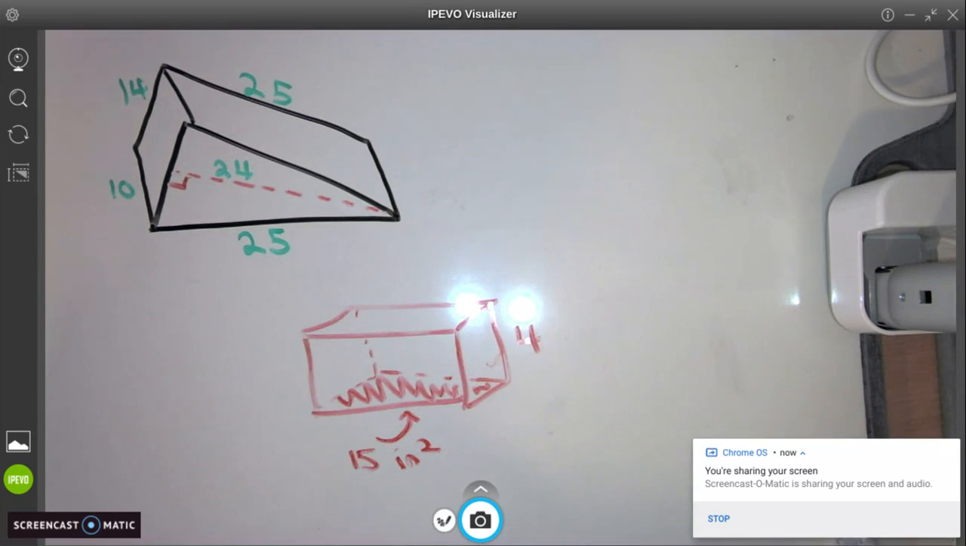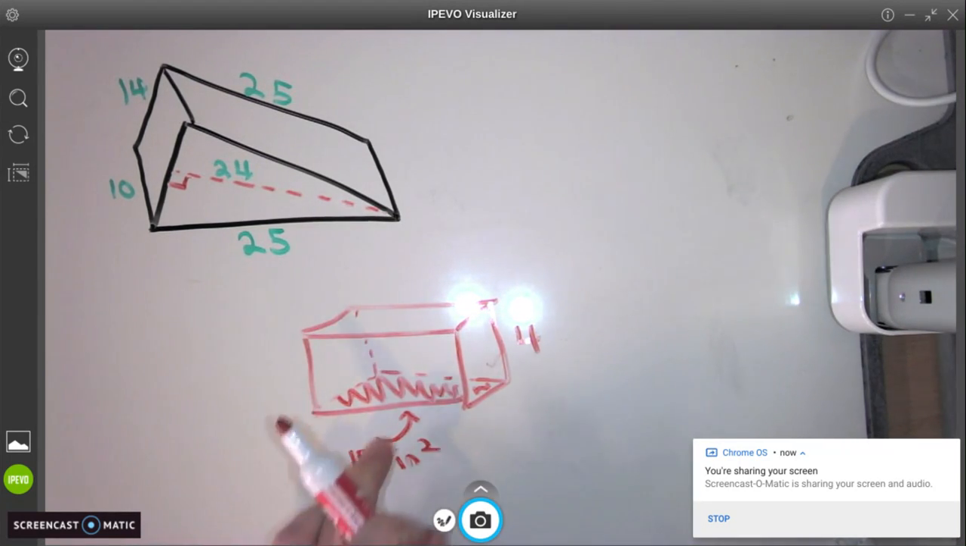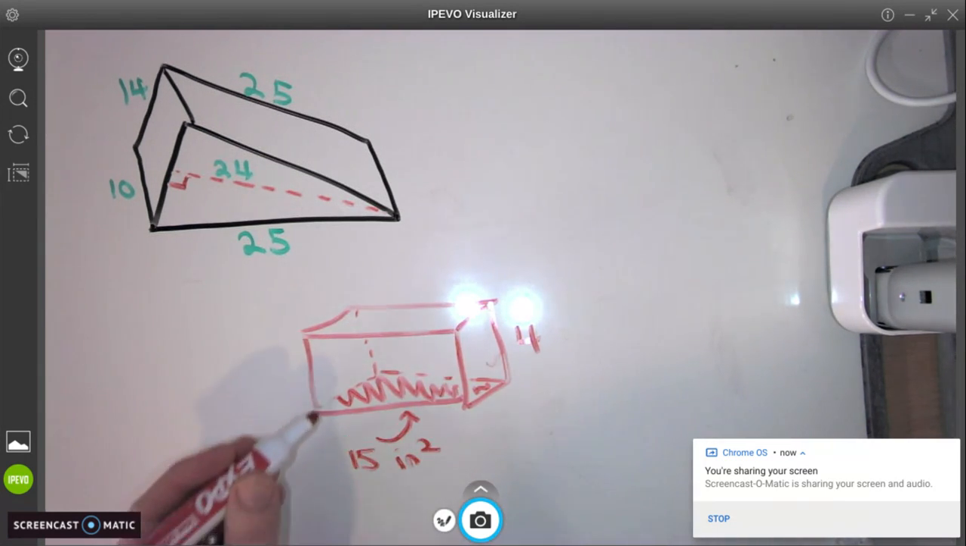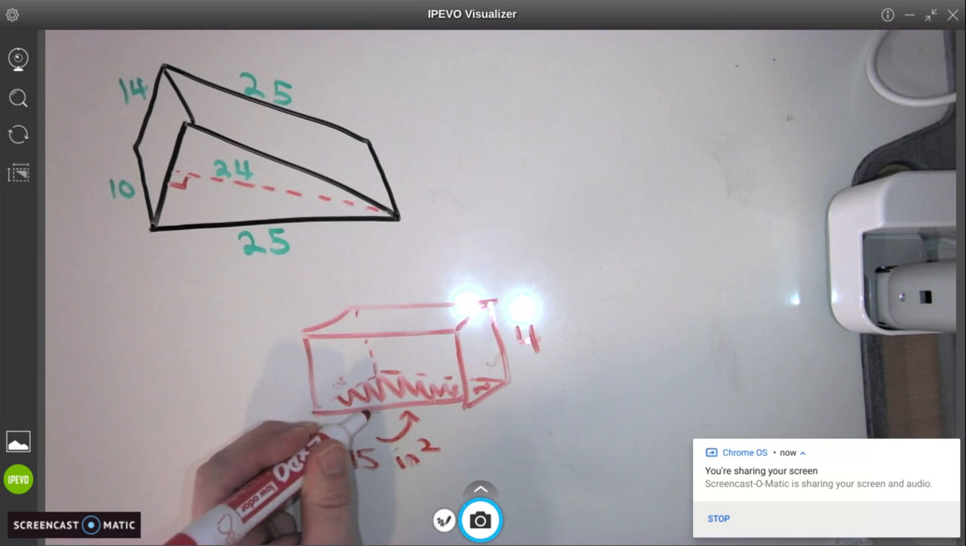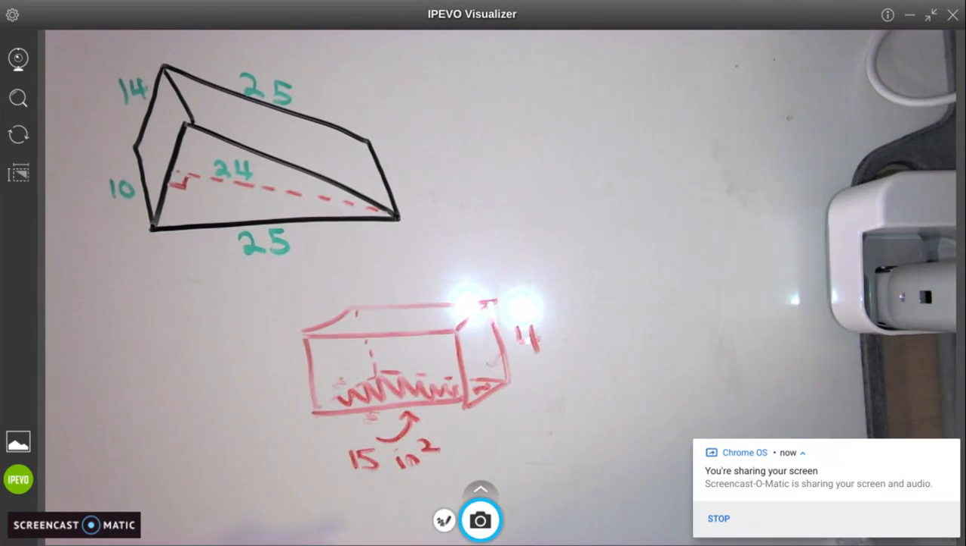I drew a quick sketch of it right here. It might be hard to see because of the glare, but what we have here is a rectangular prism, and they gave us the area of the base. So really what they already did was length times width. A potential length and width could have been 3 times 5. 3 times 5 is 15 square inches.